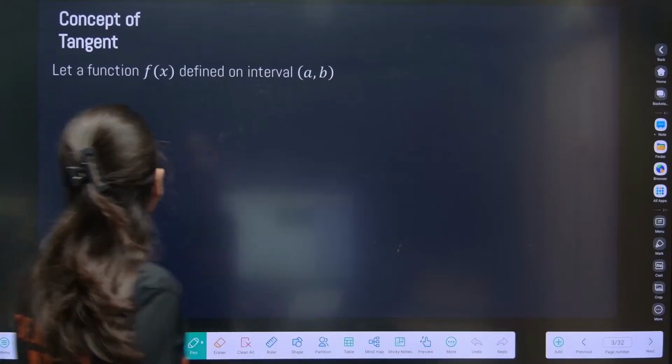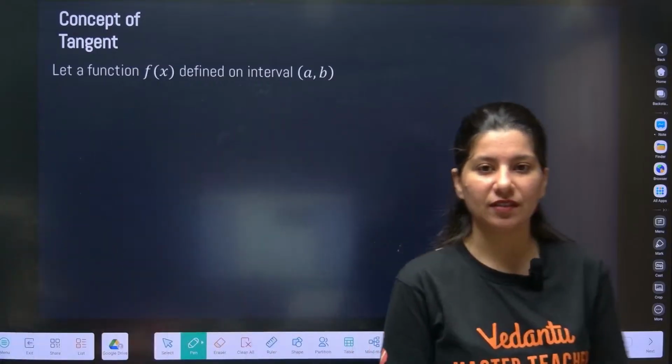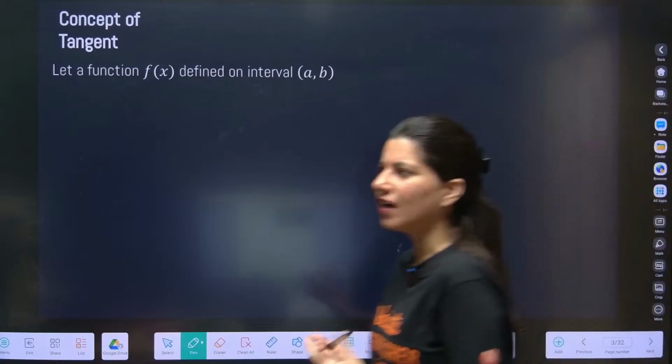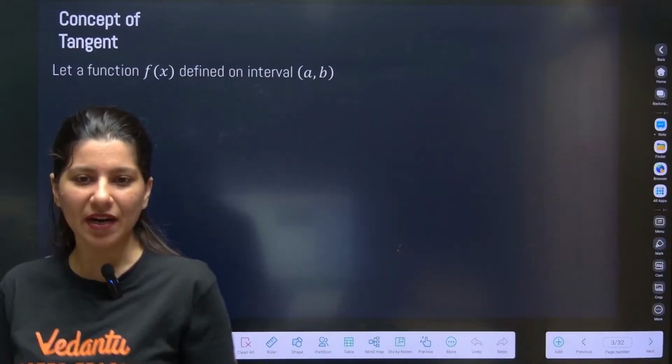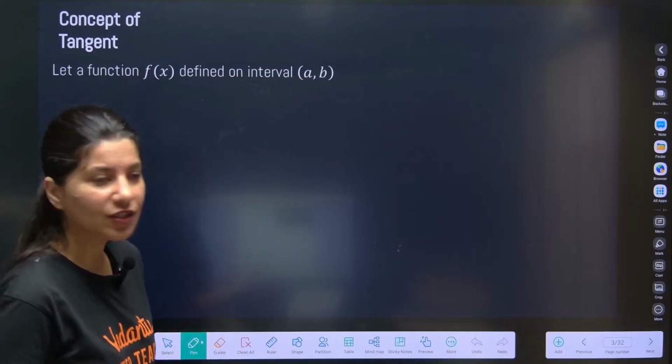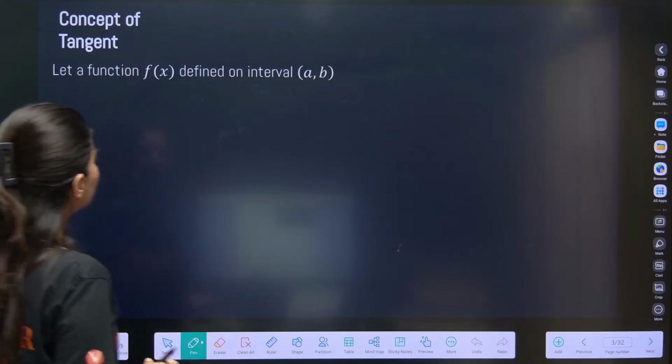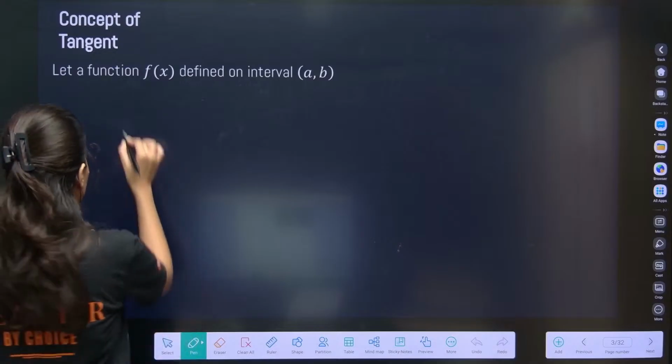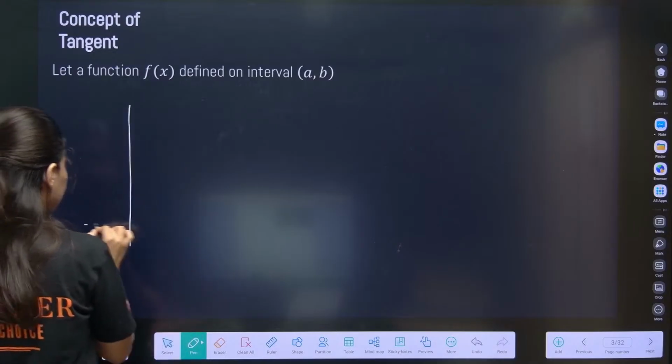Okay, concept of tangent. Before we understand the differentiability part, let's start from the very basics. Let's start understanding the tangent also. So let a function be defined on interval a to b. Okay, so understand.